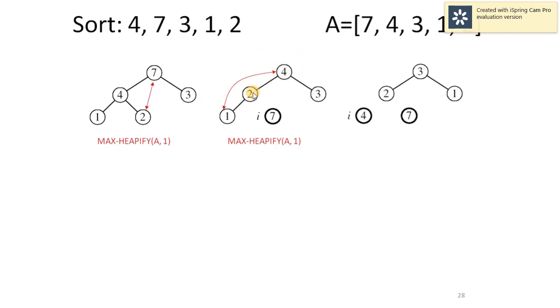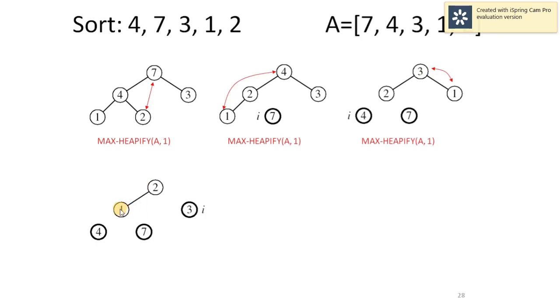MaxHeapify at the root will swap 1 and 3 together and then we will get this structure. Again, the last element of the heap, that is 1, will be swapped with the root element, that is 3. Reduce the heap size by 1, we will get something like this, and when 1 comes to the root node, MaxHeapify will swap 2 and 1.